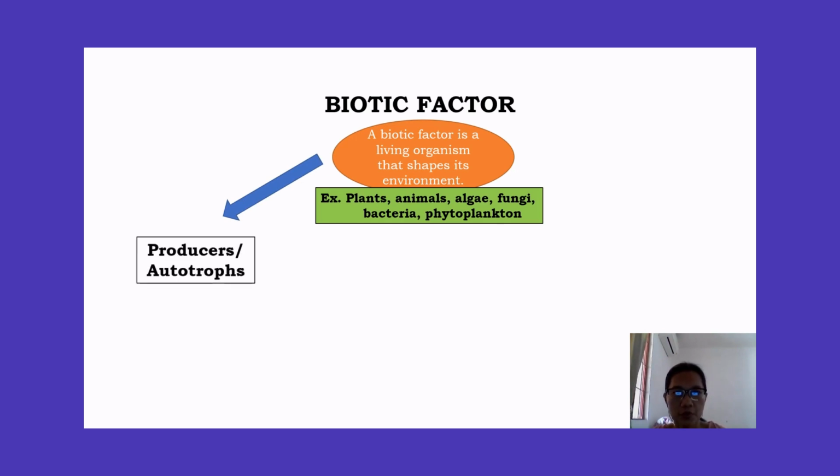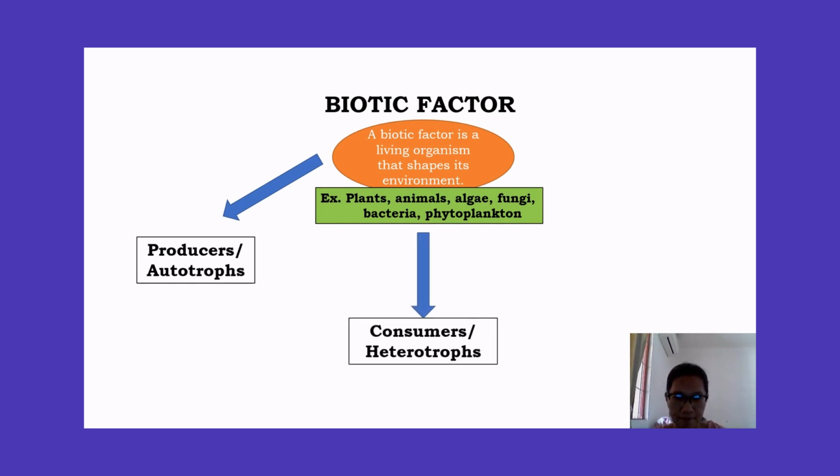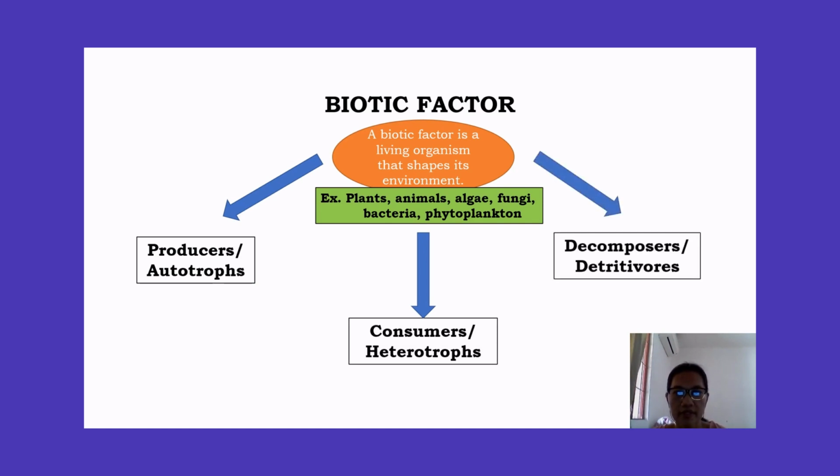We have producers, also known as autotrophs, and we have consumers, also known as heterotrophs, and the third one is decomposers, also known as detritivores.